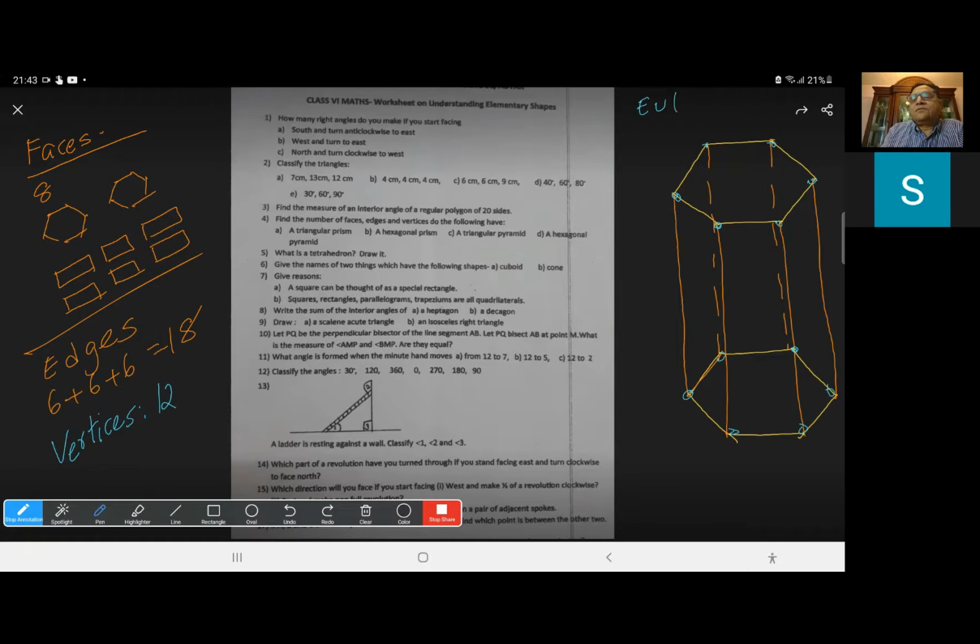Does it work? So what do you get? So 12 plus 18 minus 8. So faces plus edges, right? So 12 plus 8, what is it?